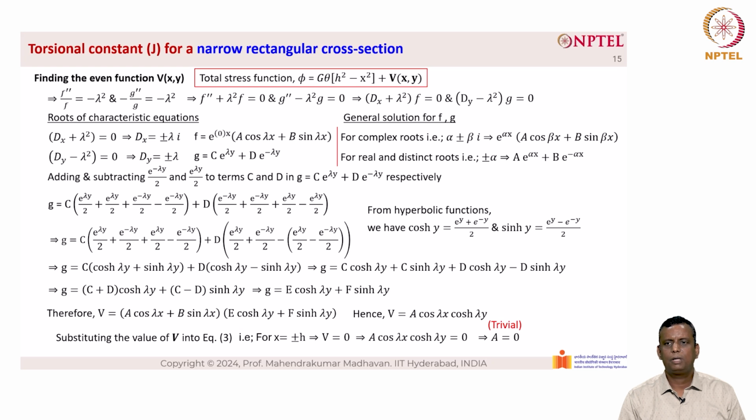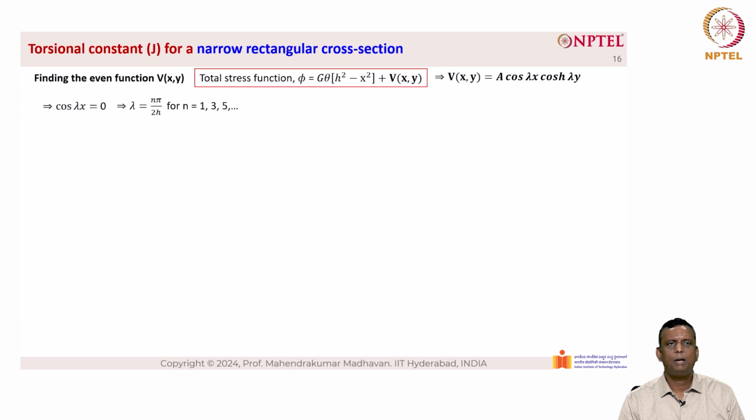Here a can be 0, but if a equals 0, it leads to a trivial solution because v will become 0. Here cos lambda x should be equal to 0 for a non-trivial solution. When cos lambda x is equal to 0, lambda becomes n pi by 2h for n equal to 1, 3 and 5. These are the values for which cos lambda x will be 0. Now substituting the value of lambda into v of x comma y, given as a cos lambda x into cosh lambda y, this becomes sigma of n equal to 1, 3, 5 up to infinity a cos n pi x by 2h into cosh n pi y by 2h.